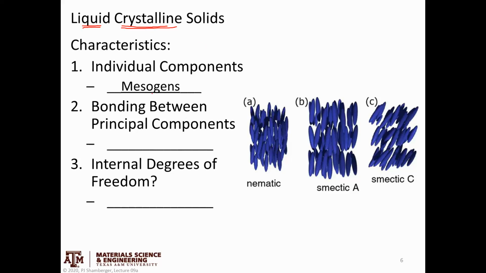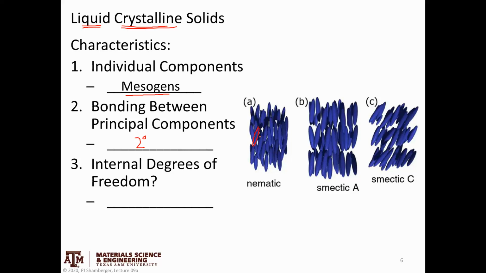And let's ask the same question. What are the individual components in liquid crystals? Ultimately, they're still molecules, but we call them something different. We call them mesogens. Each of these long ellipsoids represents a molecule, but because it's part of a liquid crystal, we call it a mesogen. That's the basic building block of a liquid crystal. The bonding between mesogens, again, is relatively weak secondary bonding.